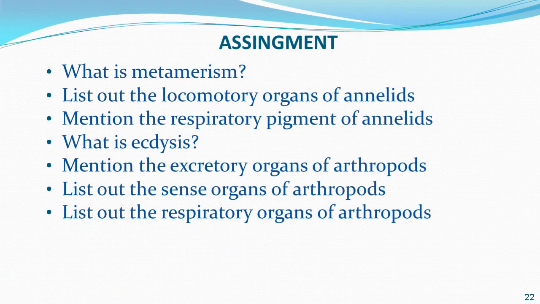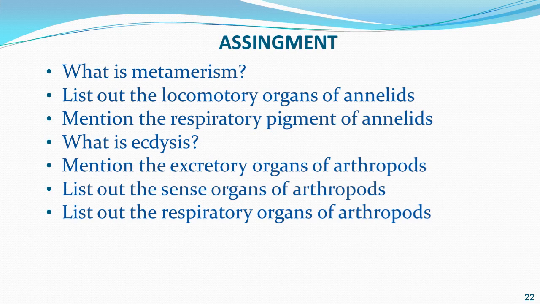So assignments. The first question asks, what is metamerism? In phylum Annelids, the same divisions will be repeated throughout the body. This kind of division or segmentation is known as metamerism, right? Then list out the locomotory organs of annelids. What locomotory organs are there? Parapodia, setae or suckers. These are the locomotory organs.